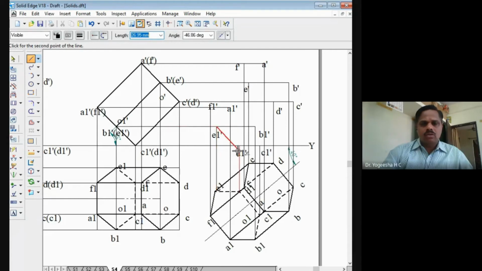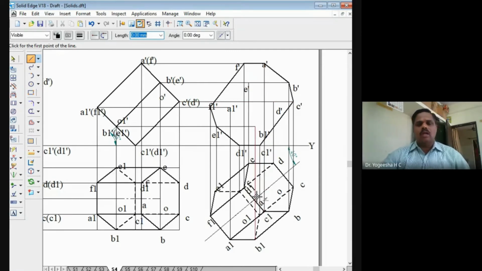E1 dash to D1 dash here, D1 dash to C1 dash here. Where is C1 dash? B1, C1 here. Yeah, C1 dash. Then C1 dash to C dash, C dash to B dash, B dash to A dash, to F dash, to F1 dash. Like this, all outer edges will join with a thick line first.